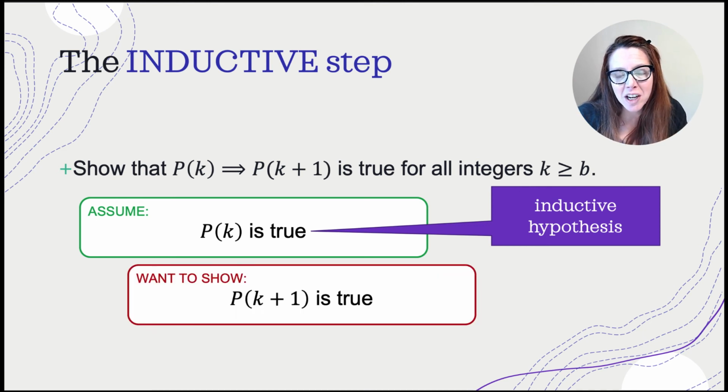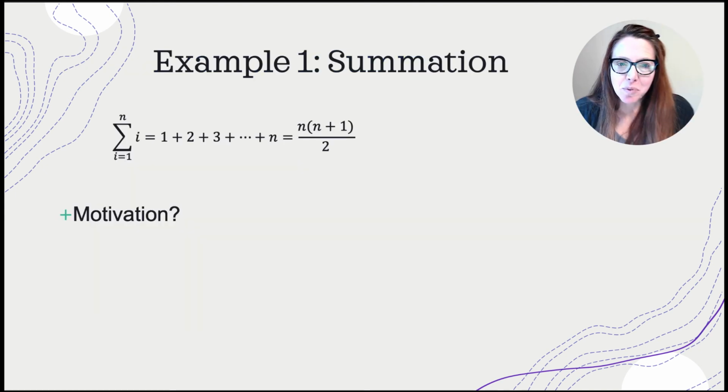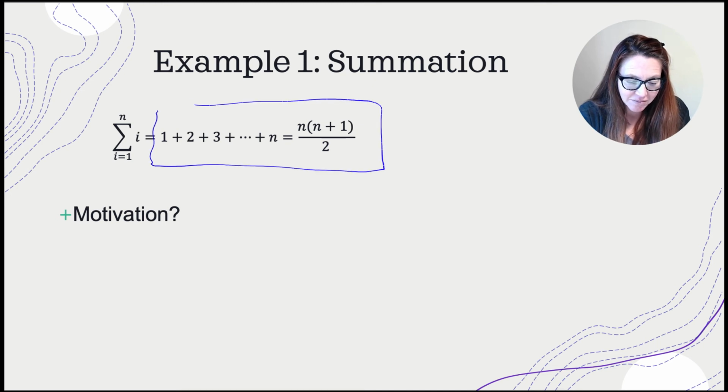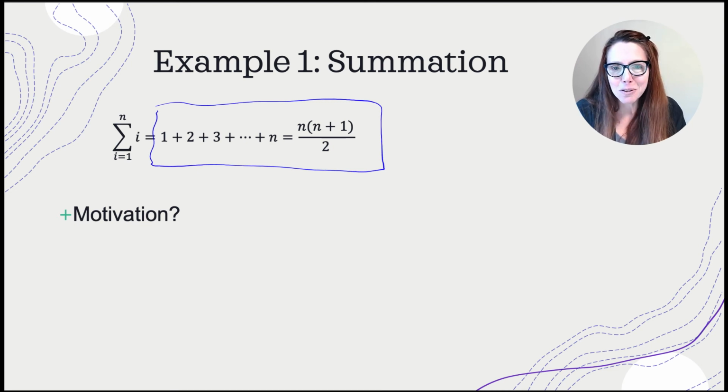So from that, we want to show that if P(k) is true, then P(k+1) is also true. Let's take a look at some examples. As a first example, we'll take a look at a summation, and that is the sum of the numbers 1 to n. Before you try to prove anything, you're going to want to have some motivation, so maybe some smaller examples that make you believe that this is likely the case. So you create a conjecture based on evidence, and maybe you look at the sum of the numbers 1 and 2, then 1 through 3, then 1 through 4.